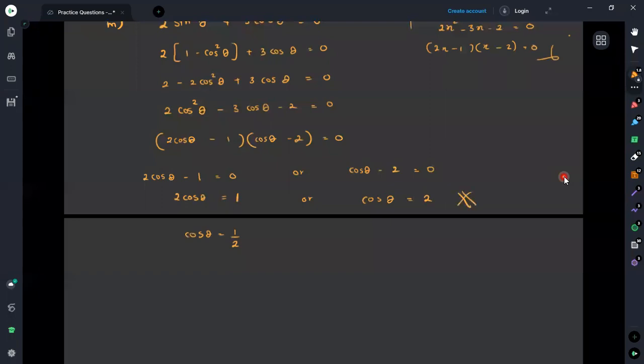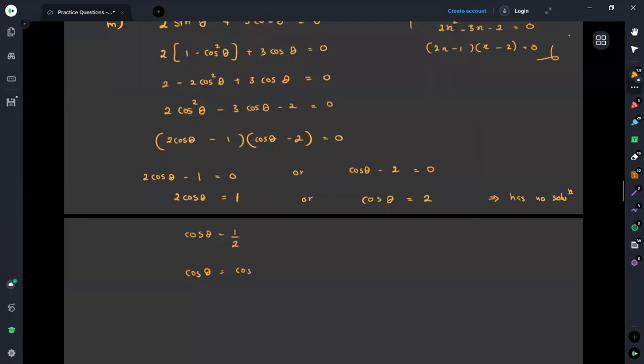This will not exist, because cosine theta cannot exceed the value 1. Therefore, this has no solution. We have to say that this cosine theta has no solution since it cannot exist. Then we are getting the only solution from this factor, cosine theta equals half.